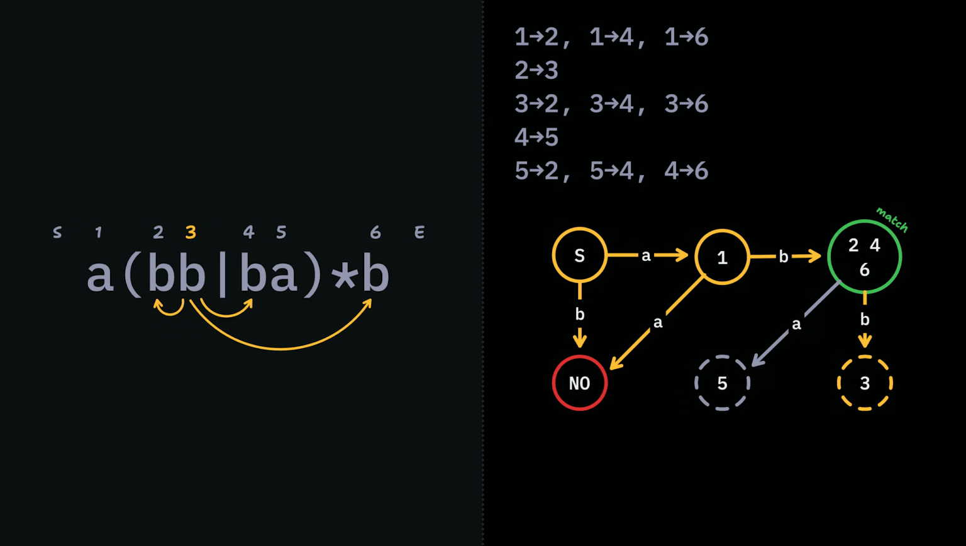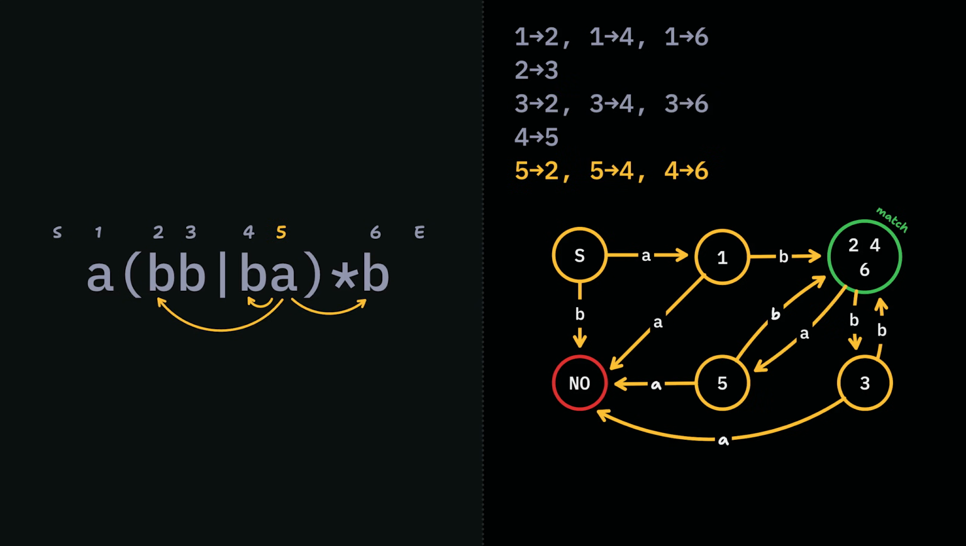Next, we deal with the state where just 3 is active. If we see a B symbol, position 3 will transition into either 2, 4, or 6, and we already have that state in the DFA, so we just point back to it. If we see an A symbol, we transition into the non-matching state. And for the state where just position 5 is active, we have a similar result. And that's it, our full deterministic finite automata constructed.